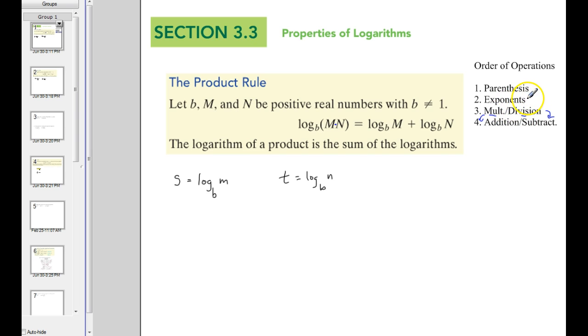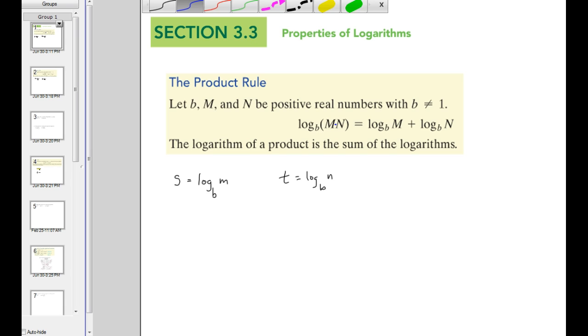And then even exponents, repeated multiplication, we can write that as multiplication. So everything kind of moves down a step, a rung on the ladder of the order of operations. All right, now, the very first thing I'm going to do on all these slides when we come up with a new rule is show you where it comes from.